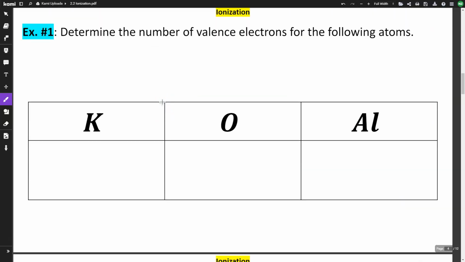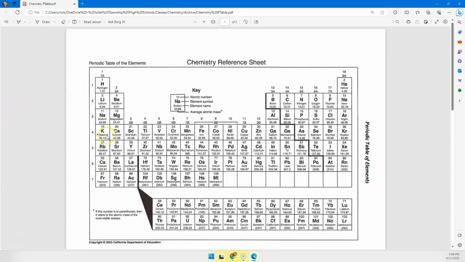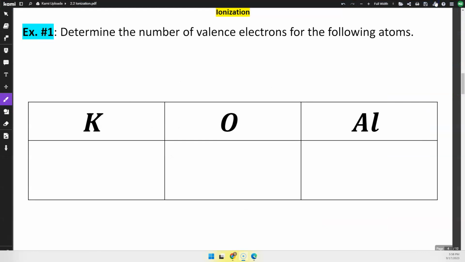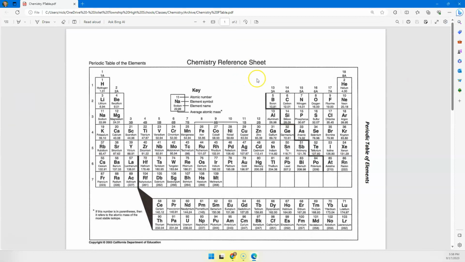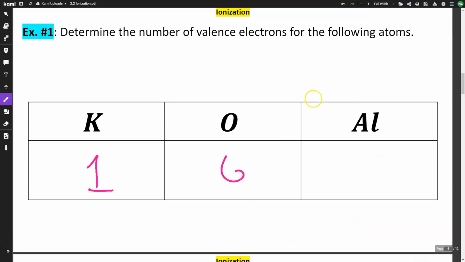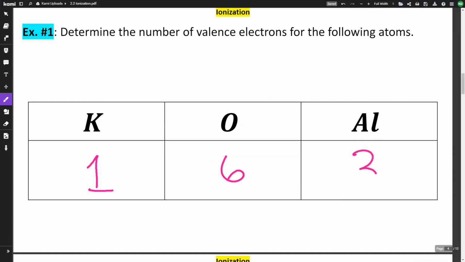So, example 1 says, determine the number of valence electrons for the following atoms. Let's start with potassium, and I'm going to be flipping back and forth here. Potassium is right here. It's in the first group, so it has 1 valence electron. Oxygen, we go and look at our periodic table. Oxygen is right here. It's in group 6A, so it has 6 valence electrons. Aluminum is right here. Aluminum is in group 3A, so it has 3 valence electrons. Okay, pretty straightforward.